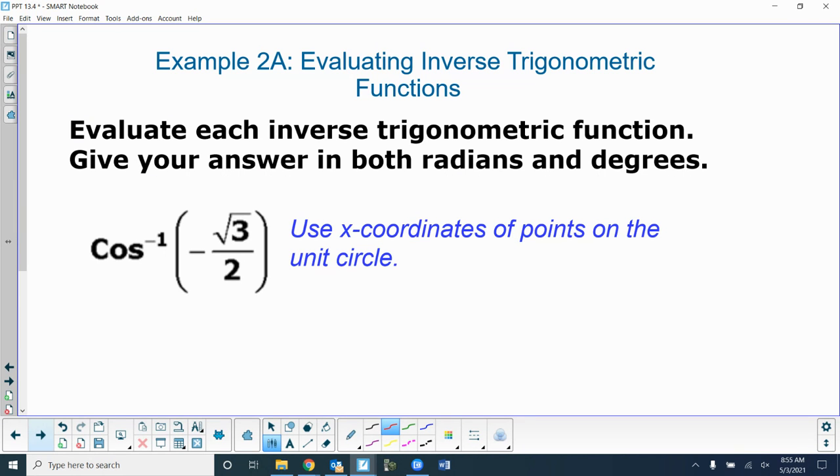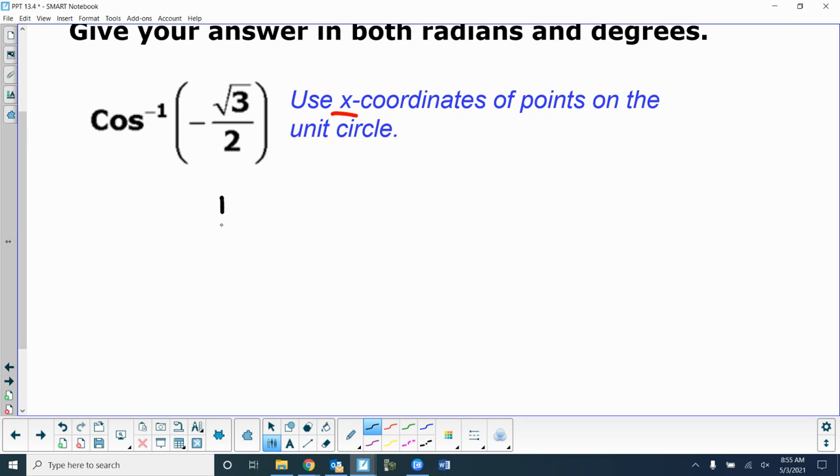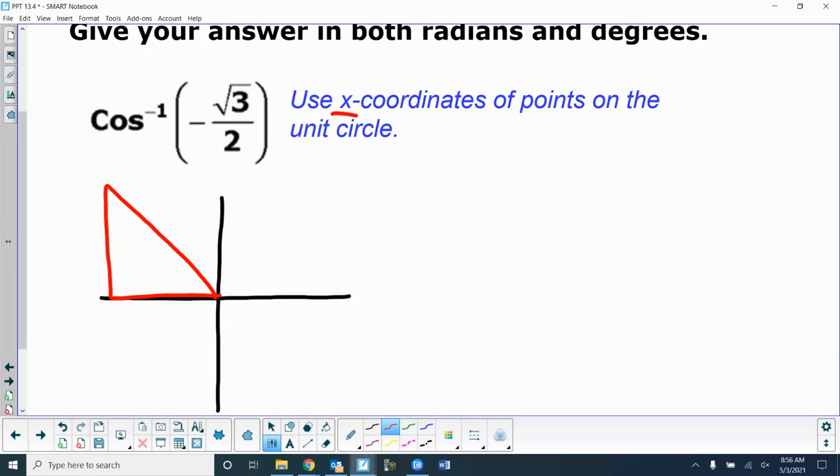All right, so cosine is which coordinates? X, right? So where's my x negative now? Which two quadrants? X negative. Second and third, right? So my two pictures are here.